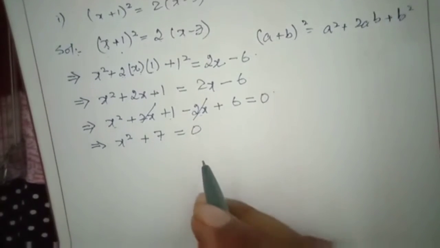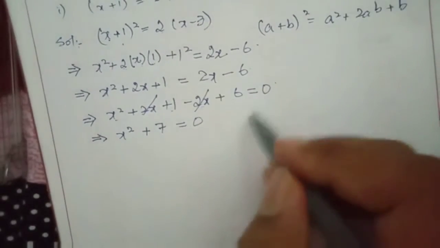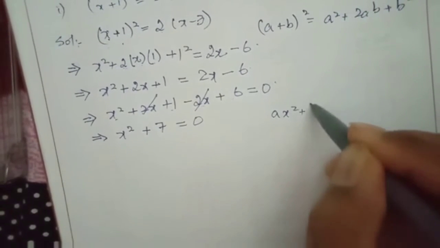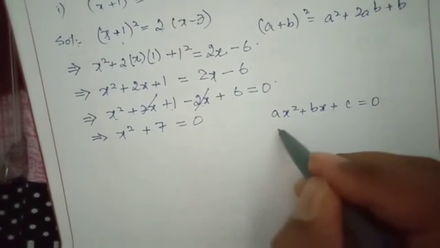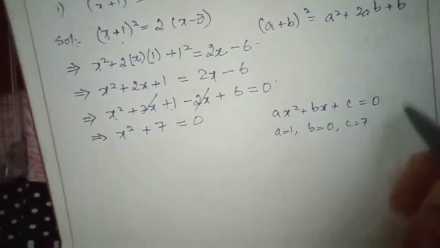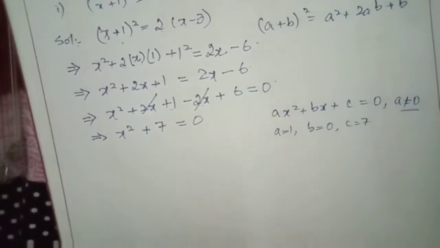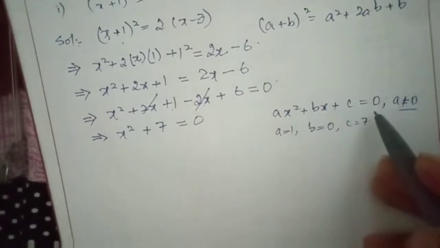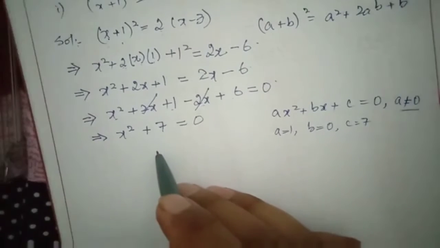Now see, on comparing with ax square plus bx plus c is equal to 0, we will see here a is 1, b is 0, c is 7. Only here a should not be equal to 0. If a is 0, that means the term containing x square is not present, then we can say that it is not the quadratic equation.